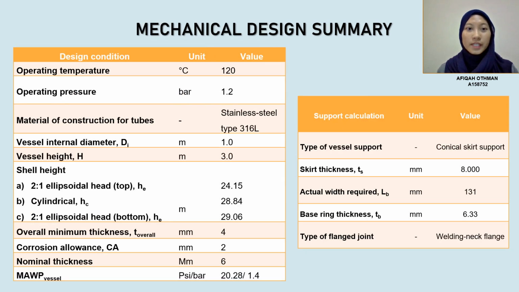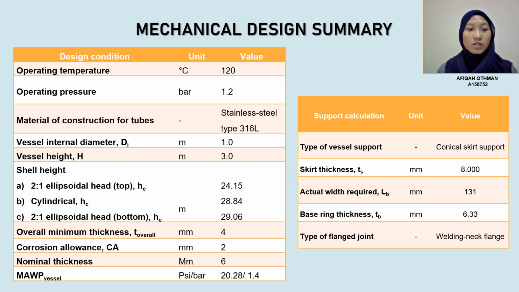This is for the mechanical design summary. So the material construction of the tubes, as we know, is stainless steel type 316L. The vessel diameter is 1.0. The vessel height is 3.0 meter. So the shell height of the ellipsoidal head is 24.15 meter. Cylindrical is 28.84 meter, while the ellipsoidal head is 29.06 meter.